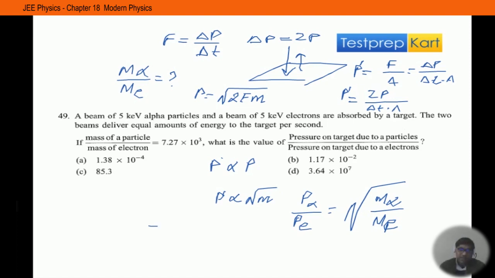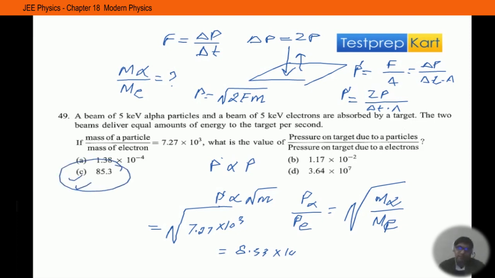So it is equal to under root 7.27 into 10 to the power 3. It would be better if we convert it to 72.7 into 10 to the power 2. Then we'll get 8.53 into 10, which is 85.3. So the right answer is 85.3 for this question.